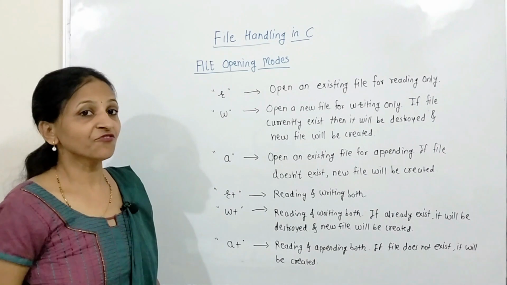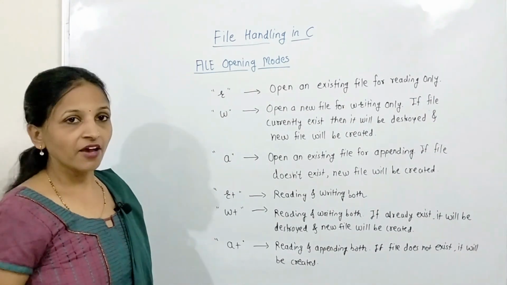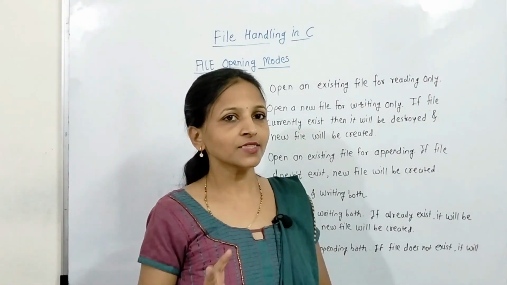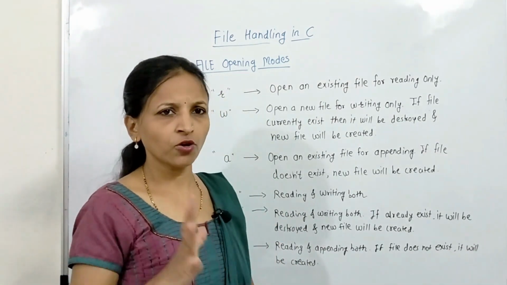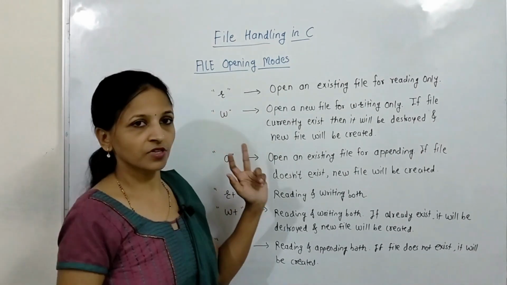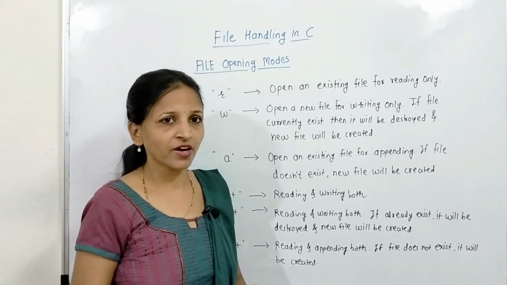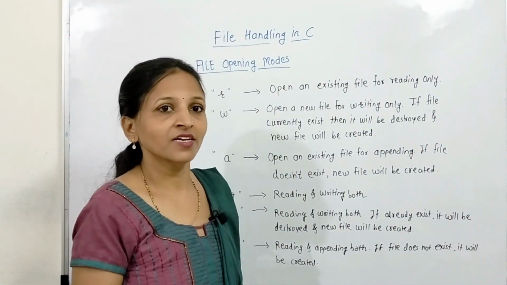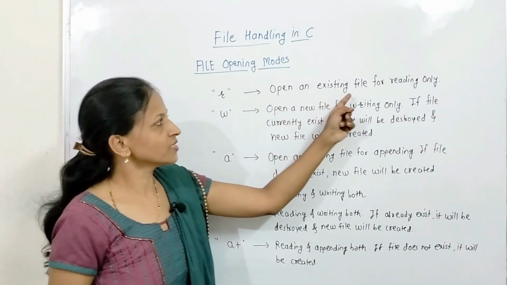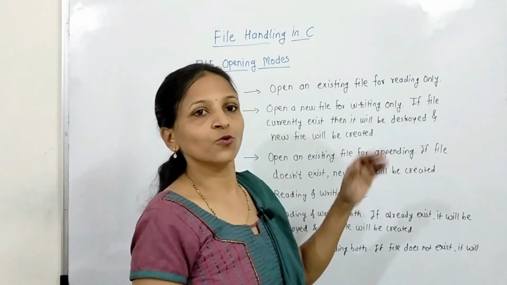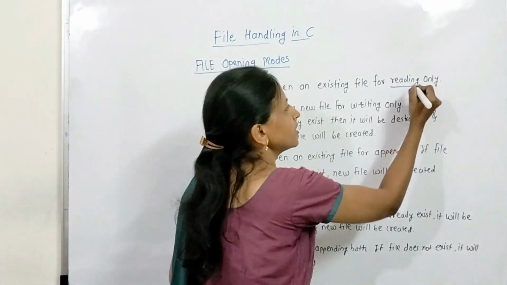Now let's see the different file opening modes. In the fopen function, the first argument is the file name and the second argument is the file opening mode. We have already seen this R mode. If you want to open any existing file for reading only, then you can use this R mode. R mode is nothing but opening an existing file for reading only. Only reading is possible here.